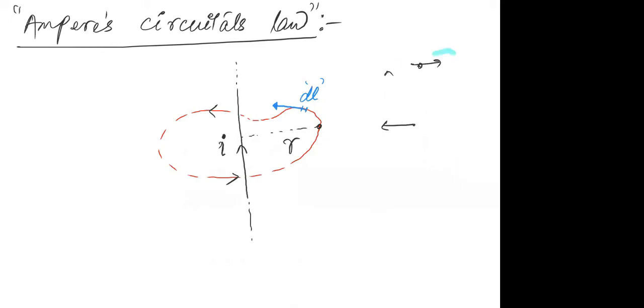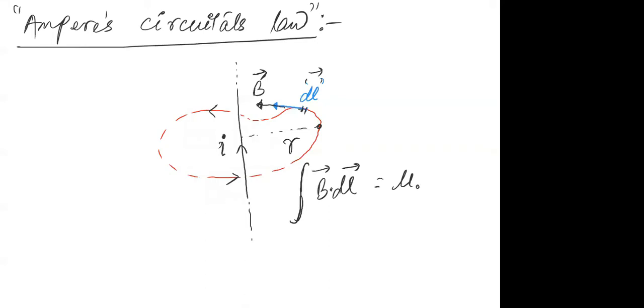So similarly, we have taken a small element of the loop in the tangential direction, and the magnetic field at this small point will also be tangential. So B and dL both will be tangential. Now, Ampere's law simply says that the integration of this magnetic field with respect to this dL, means the integration of B dot dL, will always be equal to mu naught times the current passing or flowing through the loop.